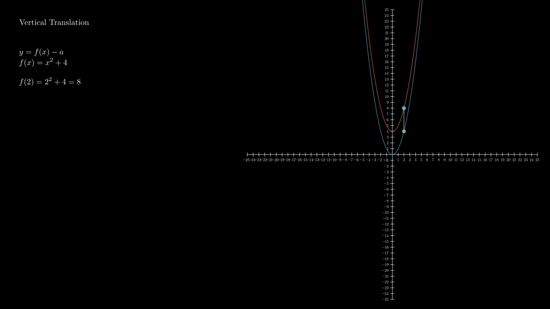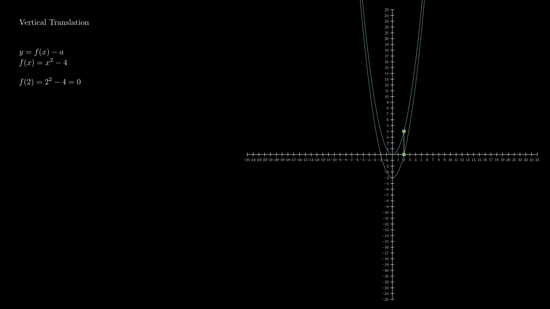Okay, now what happens if we subtract, f of x minus a? When y equals f of x minus a, then we are making a vertical translation but downwards. So when we have f of x minus 4, or x squared minus 4, this is shifted downwards by 4 units. The point that was at (2, 4) now moves to (2, 0). The entire shape remains identical, only its position changes.